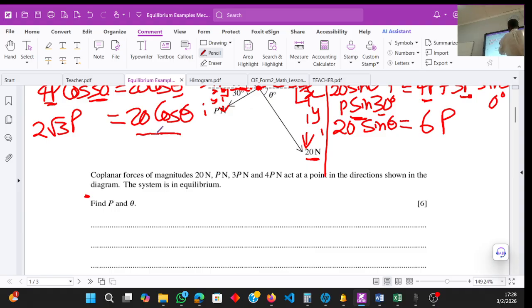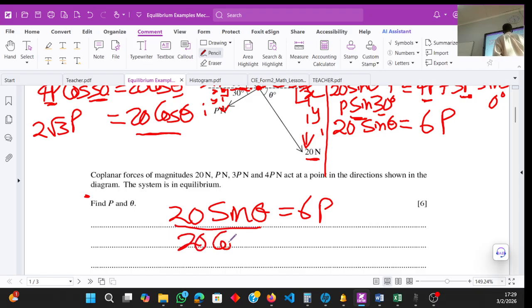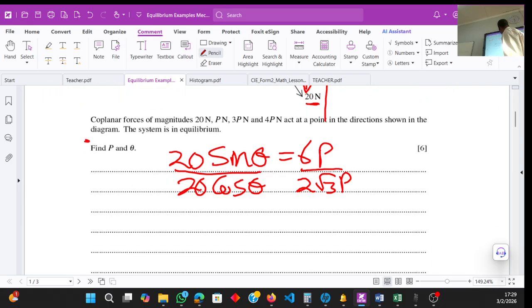Let me rearrange the second one here and see if I can bring the identity that I spoke about above, which is tan. So when I do so, because they are equal signs, I'm allowed to rearrange. And when I do so, I'll have 20 sine theta equal to 6p. Then, because I'm doing it in line, these two are equal. If I bring here 20 cos theta, that will be equal to what I have on the left hand side of the x component, which is 2 root 3p.